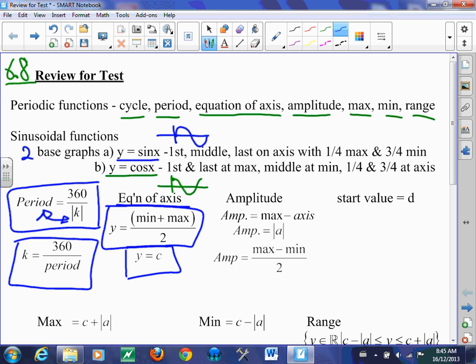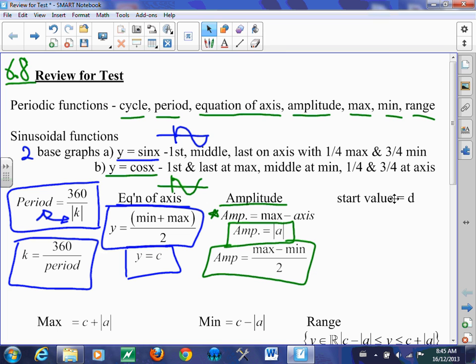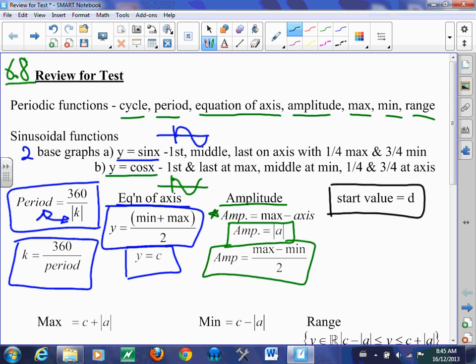Looking at the amplitude, ladies and gentlemen, again, if you're given the equation, you know it's the absolute value of a. Or if you're given the graph and you have the max and the min, you subtract them and divide by 2. Or my best that I like is if you've got the max and you subtract the axis. Okay? Next, ladies and gentlemen, we have our start value. That is D. So that's where you're going to start to draw your box. Okay?